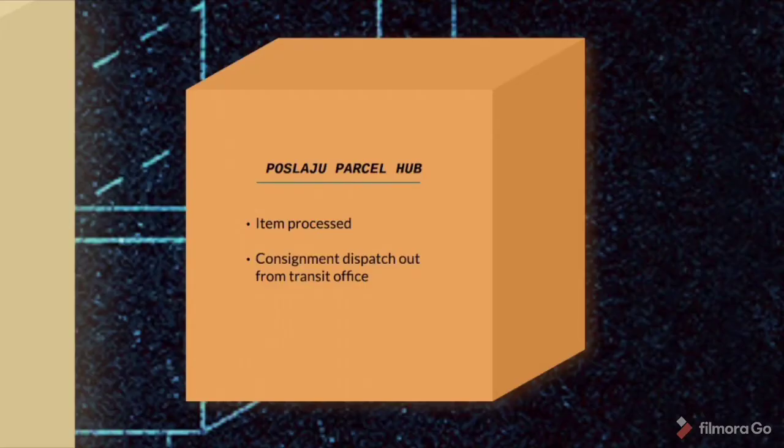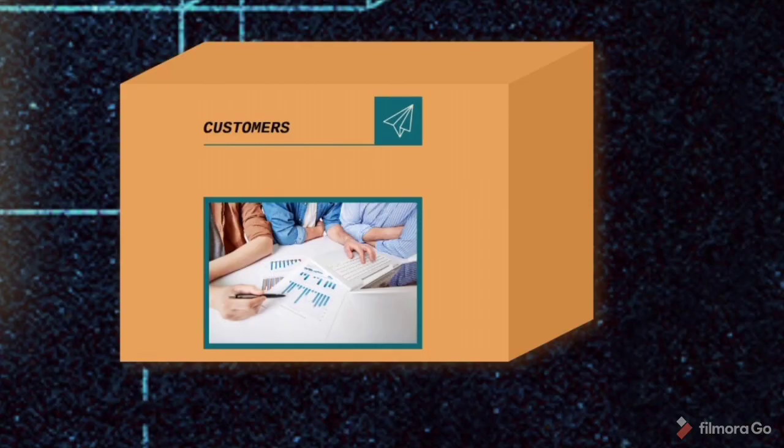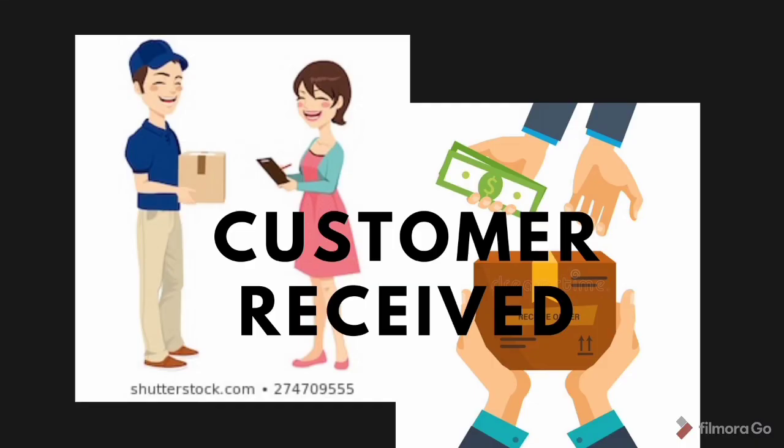Okay, after the documents have been processed and approved at the port, the goods will be placed at the hub, which is the Pos Laju Parcel Hub. It is to make sure that the item has been processed. After the item has fully finished processing, the consignment is dispatched from the transit office for delivery to customers. Door to door delivery, because we use road transport as the main transportation in Malaysia.